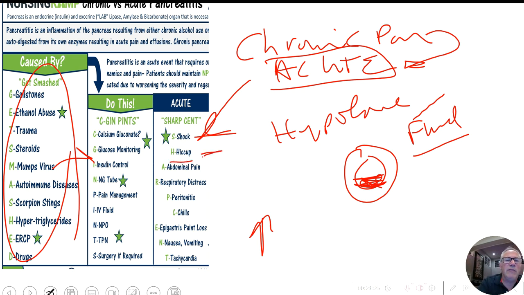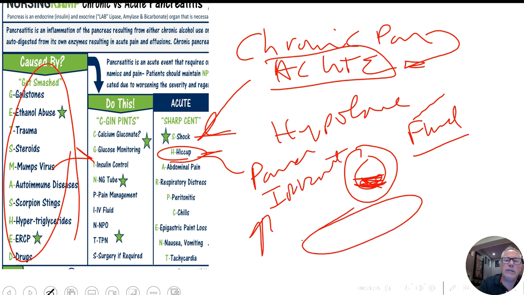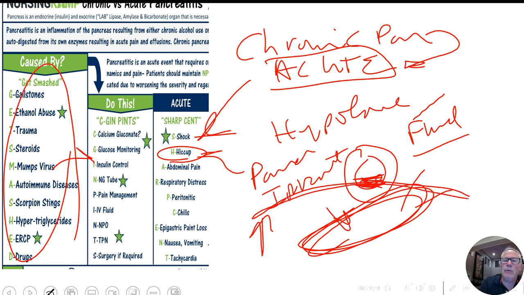Hiccups. It sounds kind of funny, right? But in actuality, pancreatitis irritates the diaphragm because it's actually self-digesting itself, auto-digesting itself. And these pancreatic enzymes start to release, and if you look at the position of it, it's actually right where the diaphragm is. And once it starts to get stimulated and affect this area, you start to get hiccups. That's what happens.